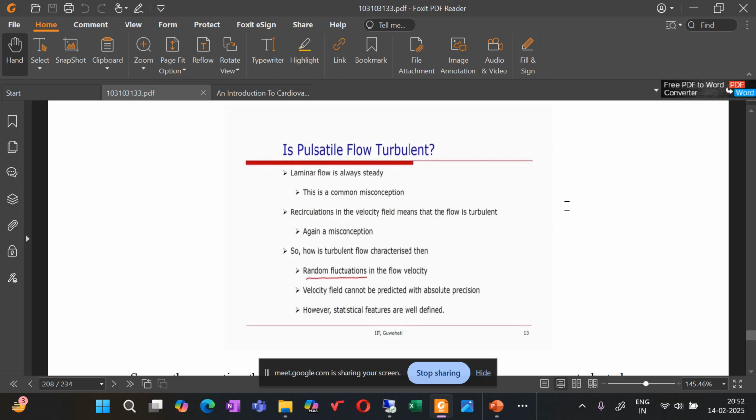And again, whatever length scales are there, that will be higher than the Kolmogorov length scale, which is the length scale associated with this mean turbulence, right? And so how is the turbulent flow characterized then? You say that there is this random fluctuation in the flow velocity, and this velocity cannot be predicted with absolute precision. Rather, there are statistical features which define them, right?